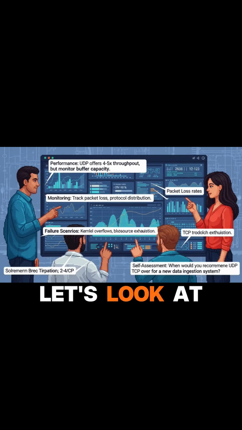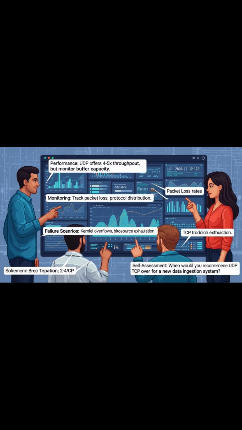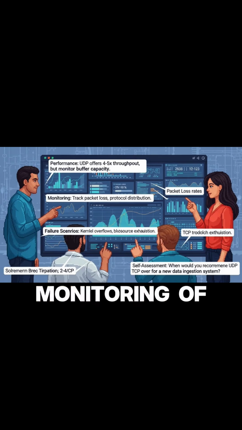Bringing it all together, let's look at what truly matters in production. In high-throughput scenarios, UDP consistently outperforms TCP by 400 to 500%. However, this performance degrades non-linearly if your kernel buffers overflow, so continuous monitoring of rmem_max utilization is essential.